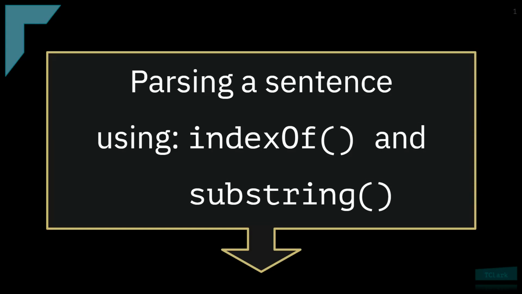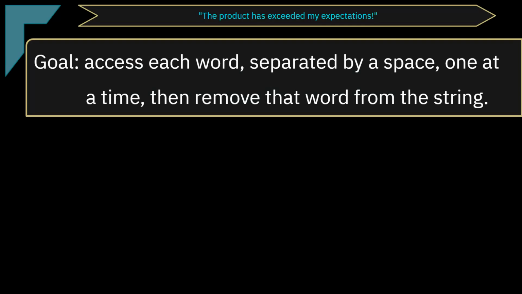T. Clark here, and this video is going to go over how to parse a sentence with spaces, using indexOf and substring, these two string methods. So our sentence is, the product has exceeded my expectations. And our goal is to access each word. Each word is separated by a space, and we're going to access them one at a time. And then as we access each word, we're going to remove that word from the string.